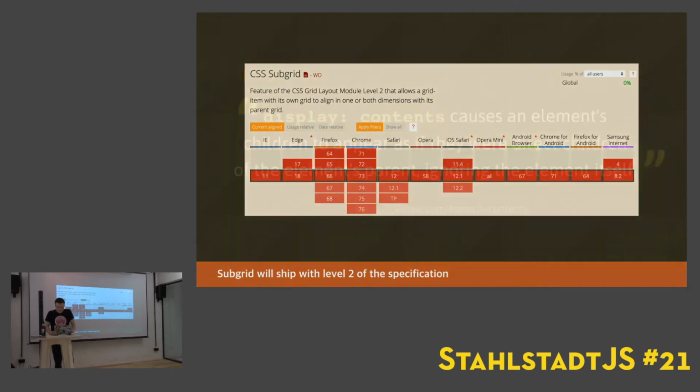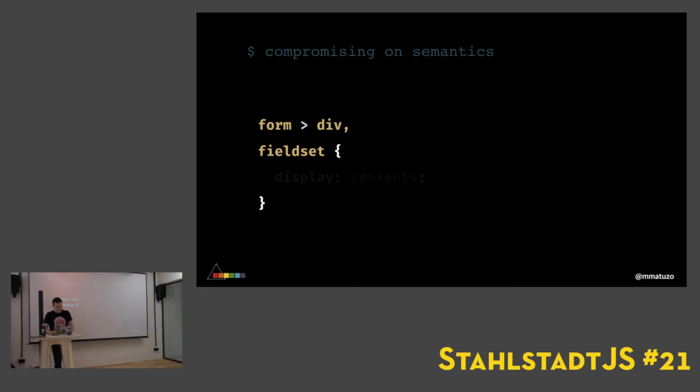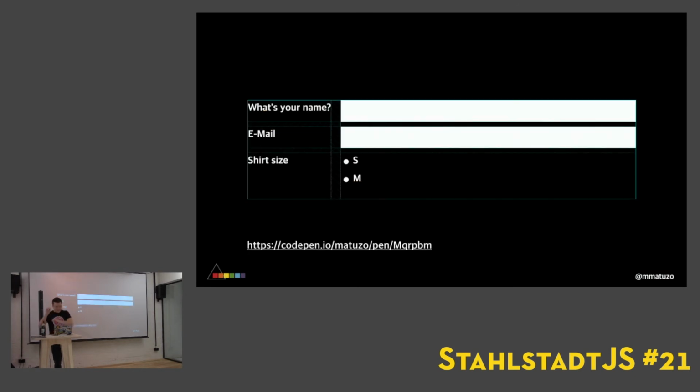Okay, what else? We could use display contents. Display contents is also really cool. If you apply display contents to an element, its children will act as if the element does not exist. So we could apply display contents to the div, and the label and the input would just say, okay, div doesn't exist, we are now grid items. So we just select the div, we select the fieldset, we set display to contents, and that's it.